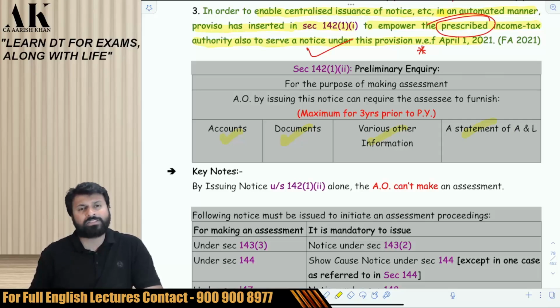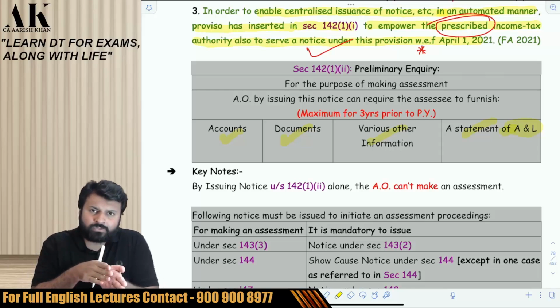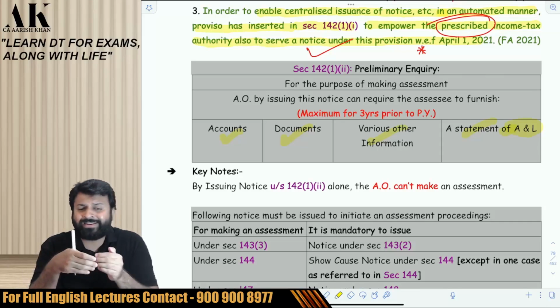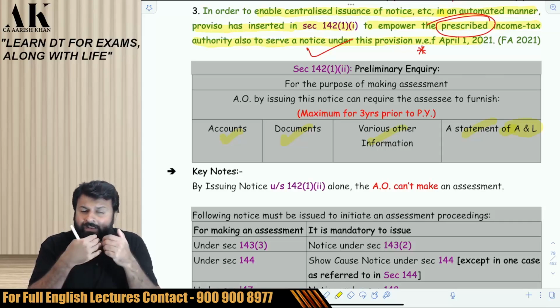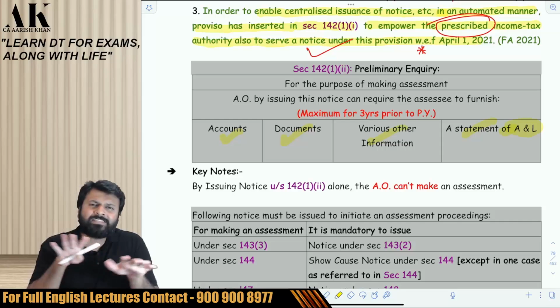They want to know the statement of assets and liabilities at your end. So what are the assets which you hold today? What are the liabilities which you hold today? What are the bank statements in which you have got money? What are the accounts in which you have got money? Where has the money come from? Where has the money gone? This is just a preliminary inquiry.